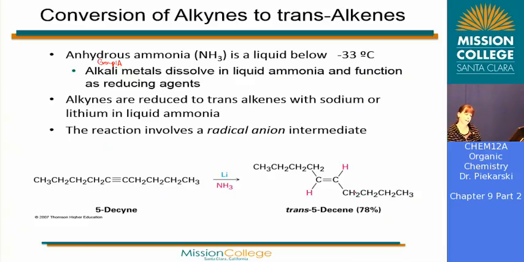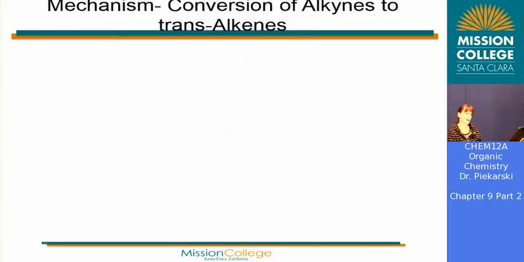Pretty high yield, 78% yield. So it's a pretty high yielding reaction. So I wanted to go through the mechanism, and it is one of the craziest mechanisms you'll see in my class because it involves this radical anion intermediate. But I wanted to show you it so you can see why we have trans stereochemistry and not cis.